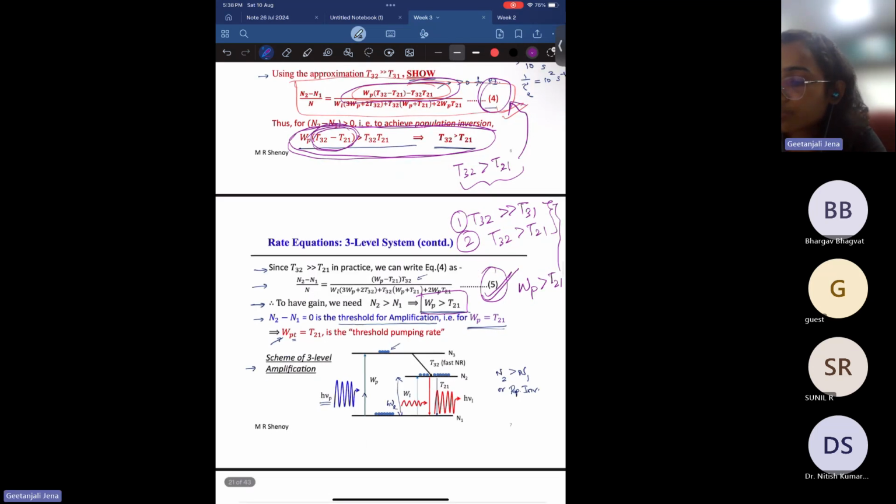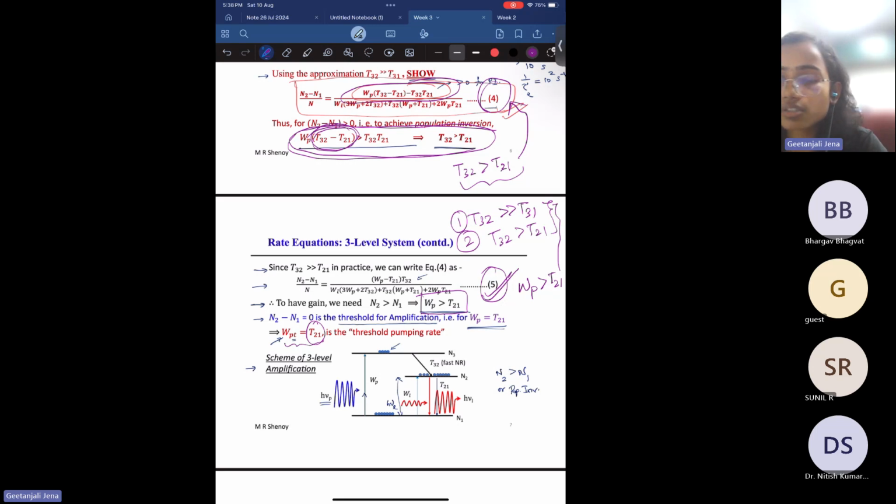And threshold is the case where we have n2 minus n1 is 0. So for this case, what we have? Omega p threshold, that is the threshold value of pumping power, is T21. So threshold means if we increase the pumping rate beyond this point, then we'll see a population inversion. So that's why T21 is the threshold value.